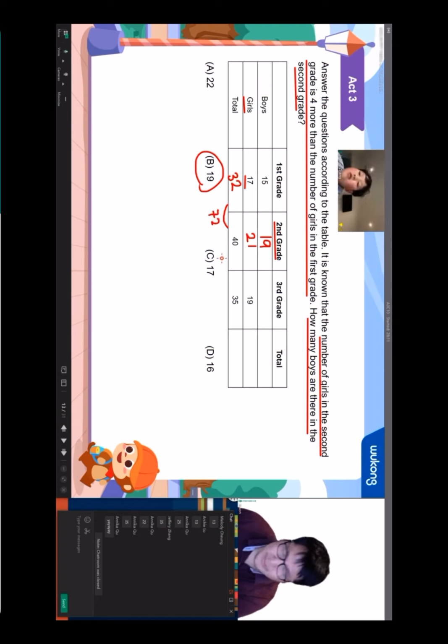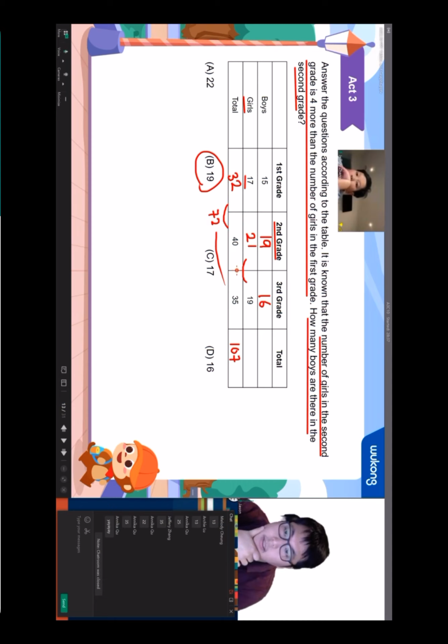72. Good. And now 72 plus 35 equals how much? 107. Okay, so let's check our answer. What's the missing number over here? 16. How much? 16? Yes, that's correct. And 16.